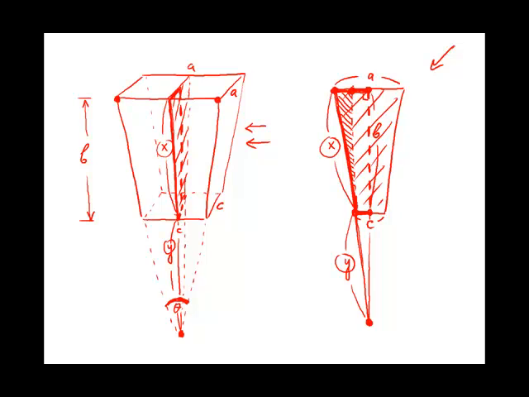The distance from here to here is b. I'm asking, what is this distance from here to here? It's the difference a over 2 minus c over 2.